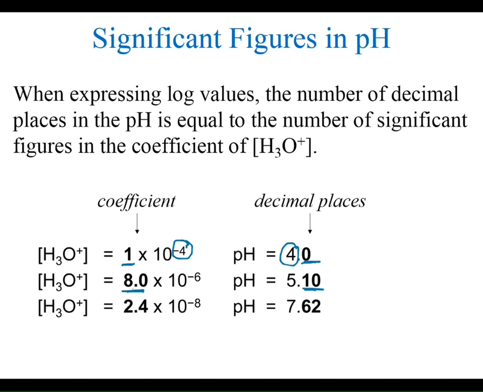Okay. And the next one, did you get 7.62? Negative log of 2.4 times 10 to the negative 8. If it was a 1, it'd be 8, but it's not a 1, so it's going to be something close to 8. It's going to be 7 something. So this determines that.